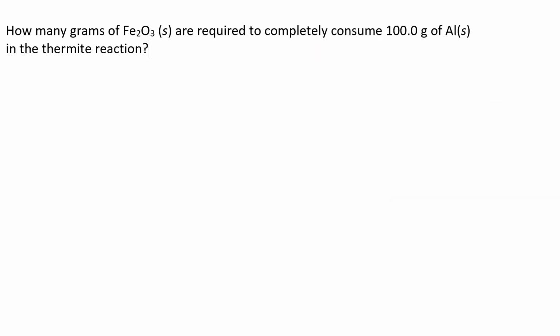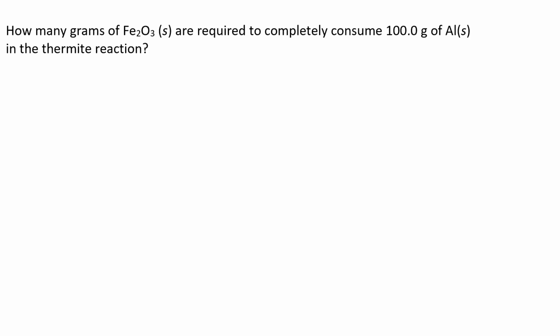Now you try a related problem. How many grams of iron 3 oxide are required to completely consume 100 grams of solid aluminum in the thermite reaction? Pause your video now and try the calculation on your own. Then you can restart the video and go through it and see how you did.